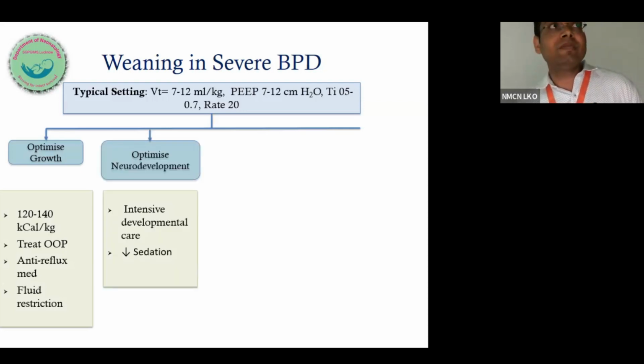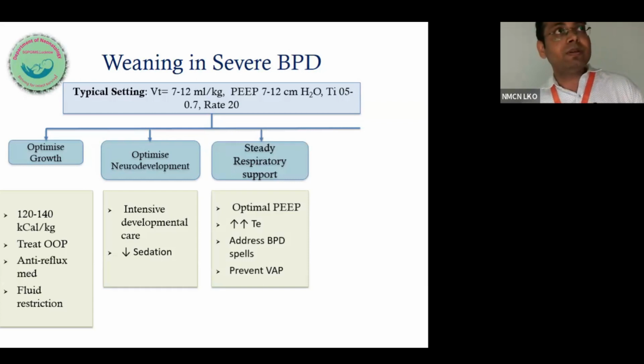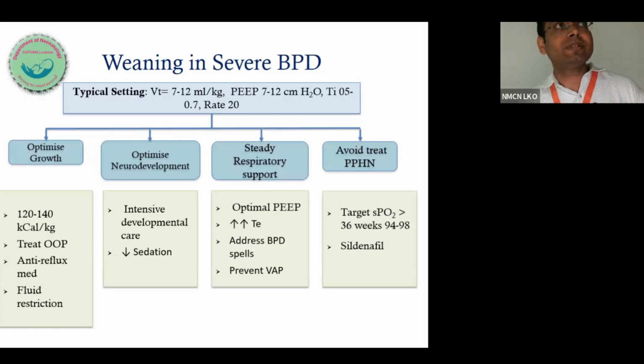Then we need to optimize the neurodevelopment, such as controlling the ICU environment and giving minimal sedation. Then the baby should be stabilized on steady respiratory support with optimal PEEP and increased expiratory time for reducing the auto PEEP. Then BPD spells should be addressed, and we should have VAP bundles to prevent ventilator-associated pneumonias. Then PPHN should be avoided, or it should be treated. After the baby has reached the post-menstrual age of 36 weeks, we can give higher levels of oxygen saturation, 94 to 98, because oxygen itself causes vasodilation in the pulmonary circulation. Sildenafil can also be used.